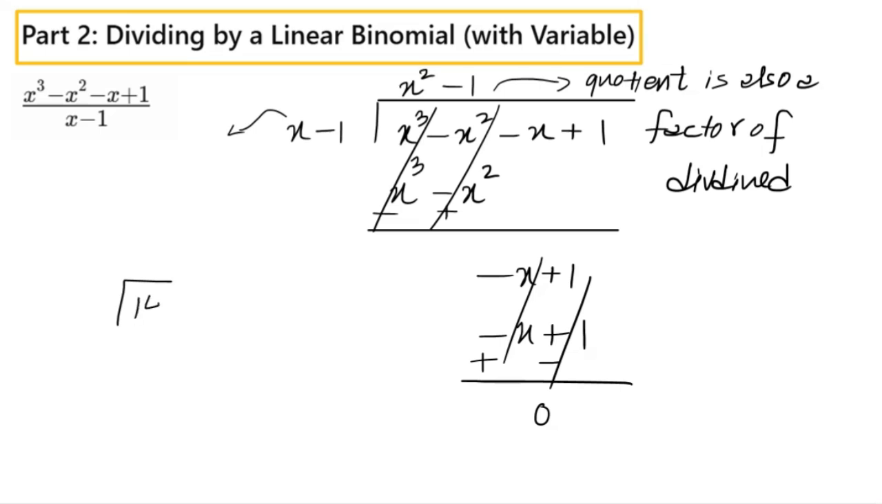Like if you have 14 and you divide by 2, 2 sevens are 14, you get a zero remainder. So 2 is a factor of 14, but is 7 a factor of 14 as well? Yes, that is true, right?